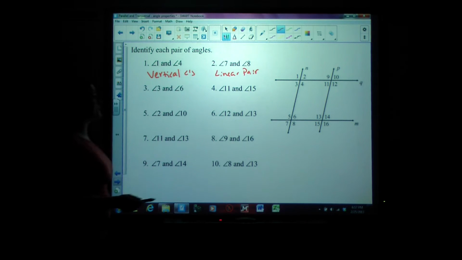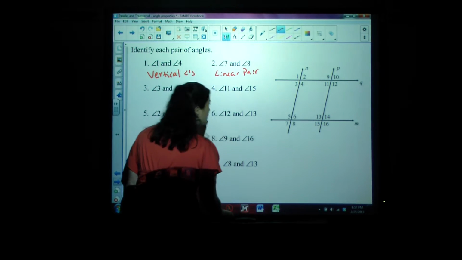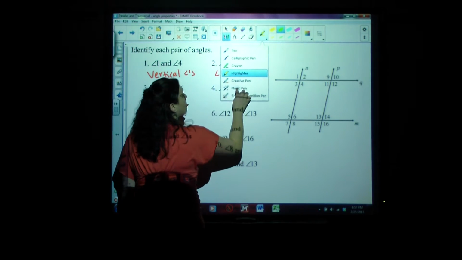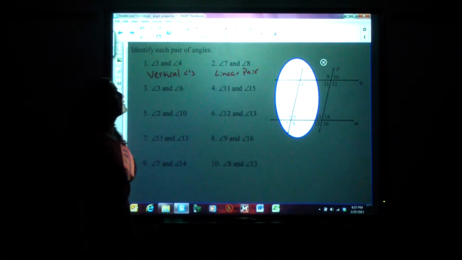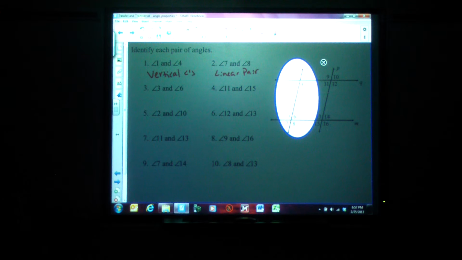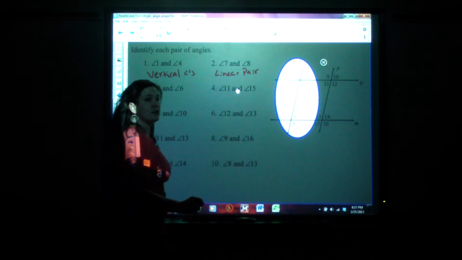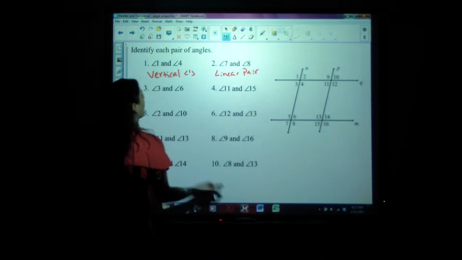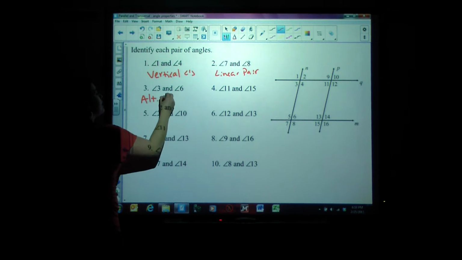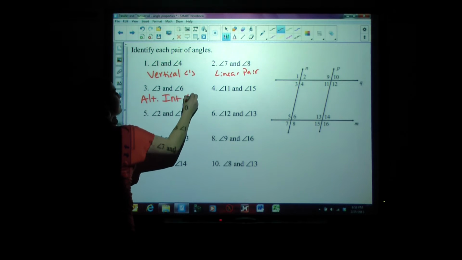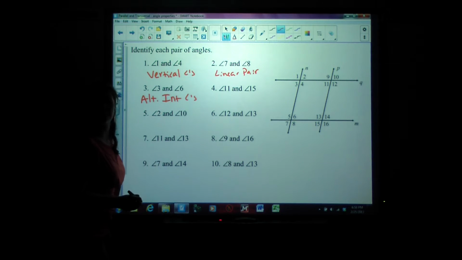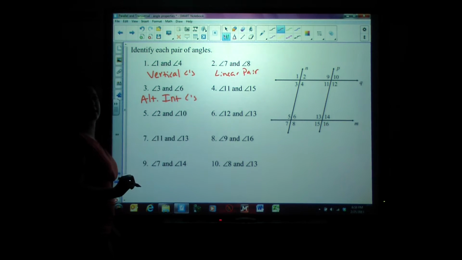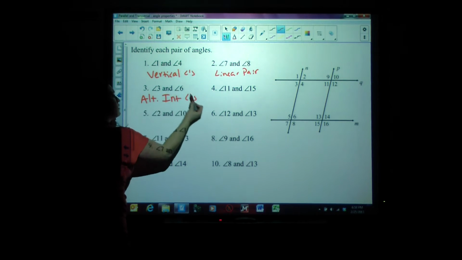Okay, 3 and 6. Here's 3, here's 6, which means we are looking at this intersection. N is going to be our transversal. If N is our transversal, we have to decide how 3 and 6 are related. In this picture, 3 and 6 are on opposite sides, so we have alternate interior angles. Not sure if I just said exterior. I didn't mean it. They're inside the 2 lines. They are alternate interior angles.